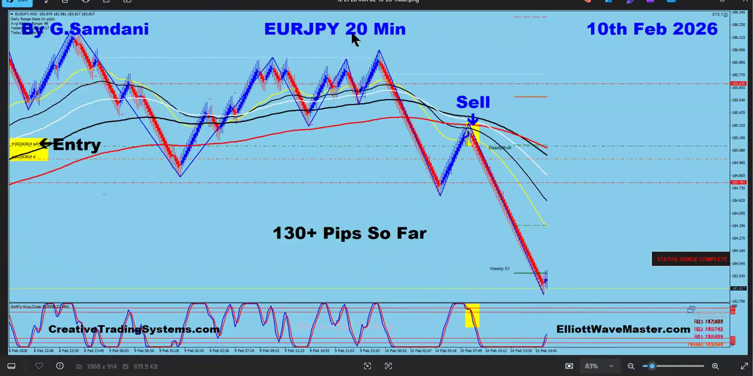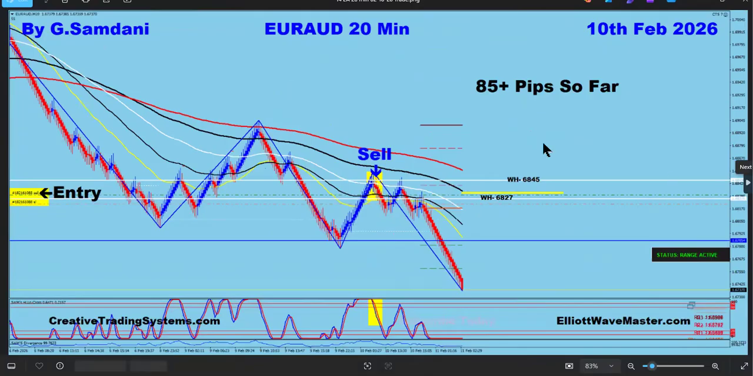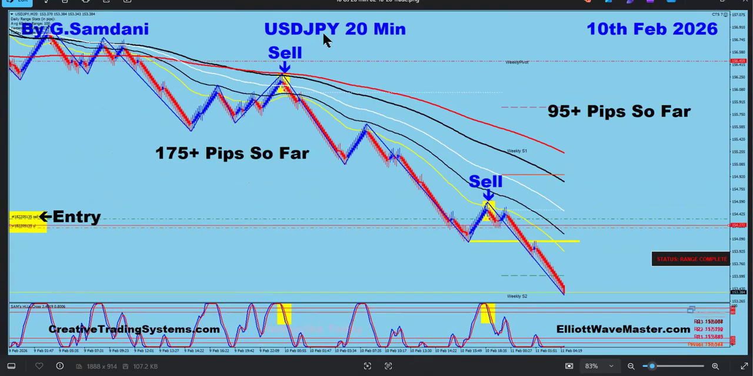And the Euro Yen, no 7-minute entry, but I got that 20-minute beautiful by-the-book entry for 130 pip to the downside. And this one, Pound Aussie, 7-minute chart entry, 90 pip on the 10th. And then on the 10th, Euro Aussie also went down because Aussie was getting strong. Aussie has been strong forever, right? It keeps getting strong and strong and strong every single day. Pound Aussie again from 7-minute, 20-minute chart, 125 pips. Sell orders right there. And then USD Yen again going down.